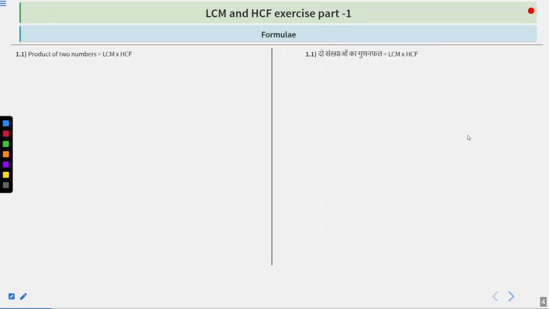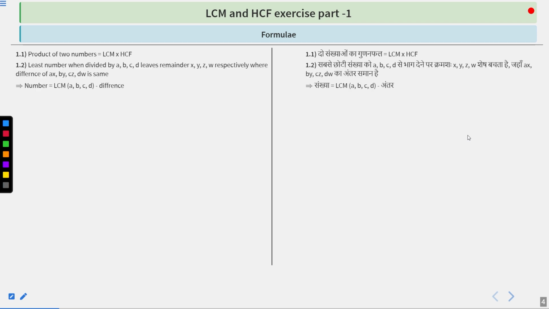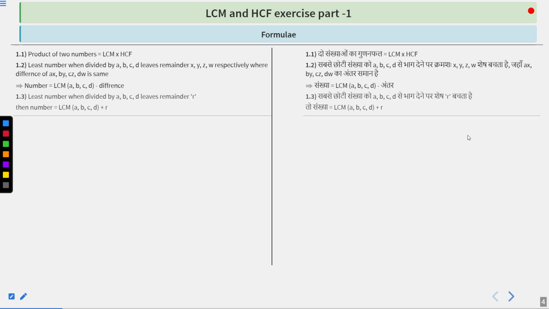Now these are the formulas which we are going to use while solving the questions. The product of two numbers is equal to HCF into LCM. Least number when divided by A, B, C, D and leaves the remainder X, Y, Z and W respectively, where the difference of A and X, B and Y, C and Z, D and W is the same, then the number is equal to LCM of A, B, C, D minus the difference. And when a number is divided by A, B, C and D and leaves the remainder R in each case, then the number is equal to LCM of A, B, C, D plus the remainder R.